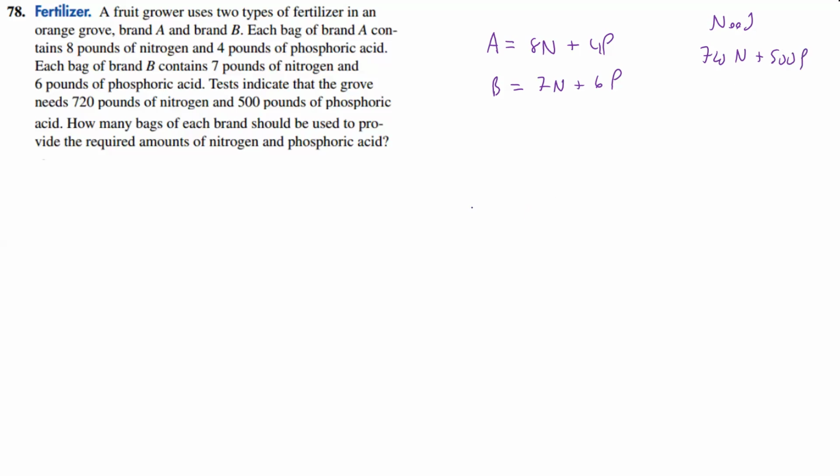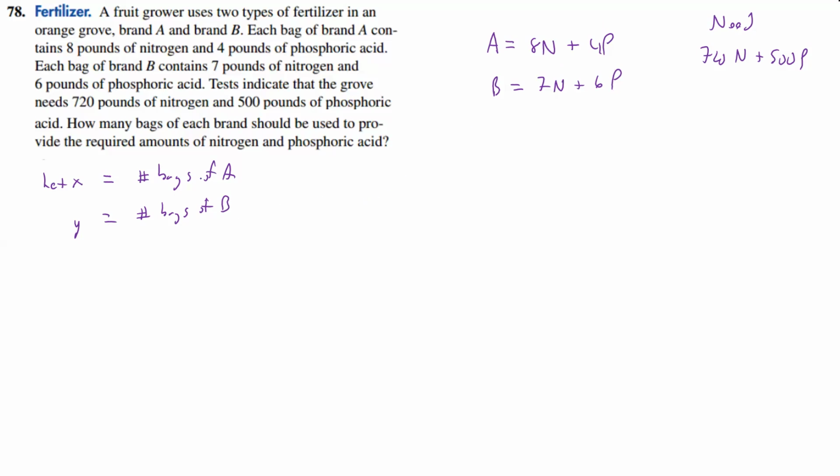All right, so let X equal the number of bags of A, and let Y equal the number of bags of B. Okay. So we're going to combine these two equations to come up with the nitrogen and the phosphoric acid that we need.